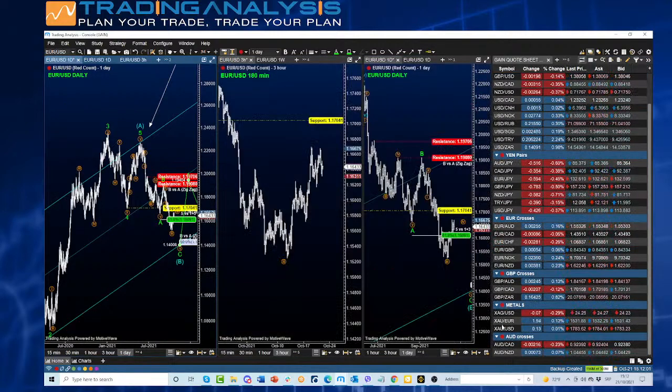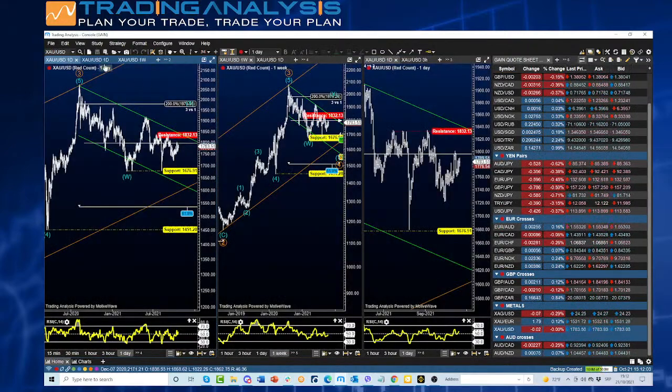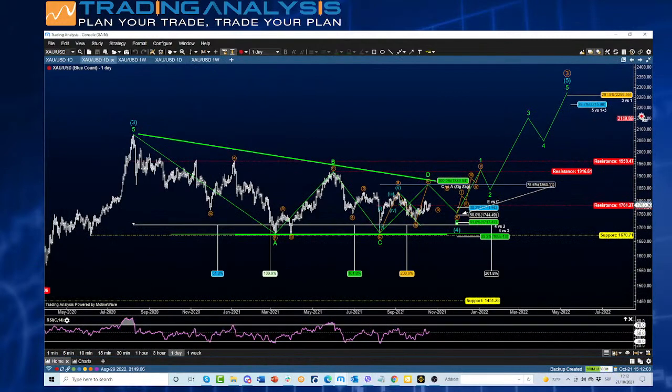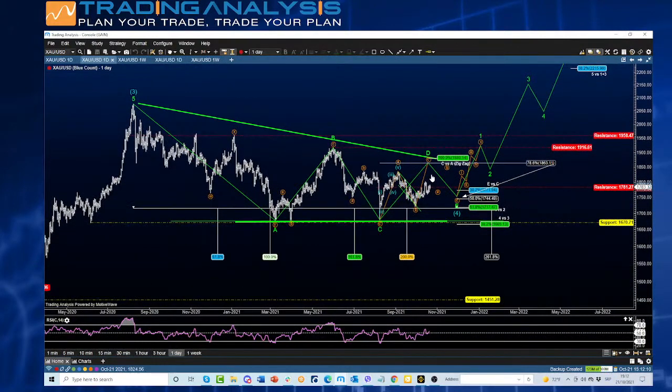So let me go and revisit gold. Gold is still in consolidation. We still don't have clues that this will finish soon. This is still my preferred wave count for now.